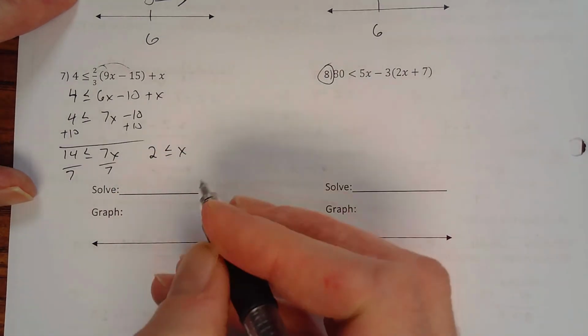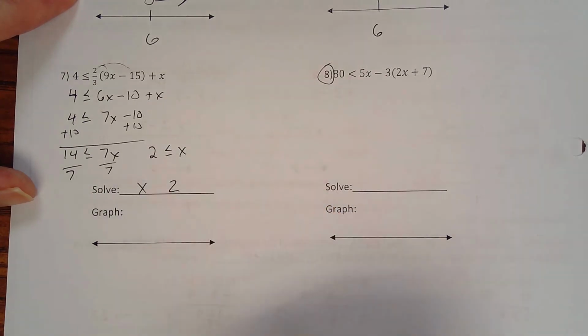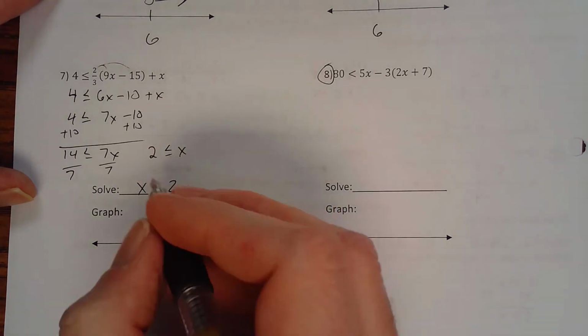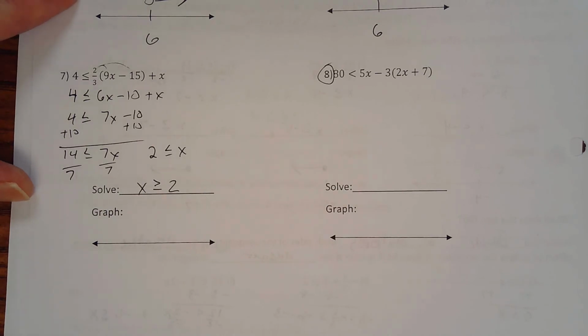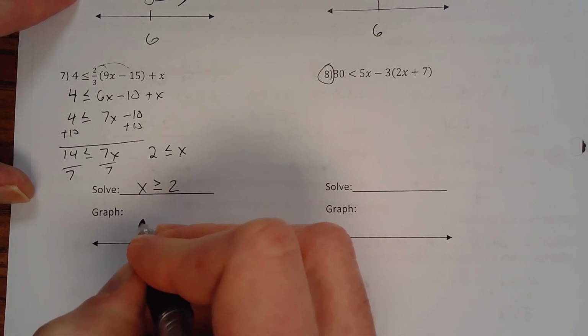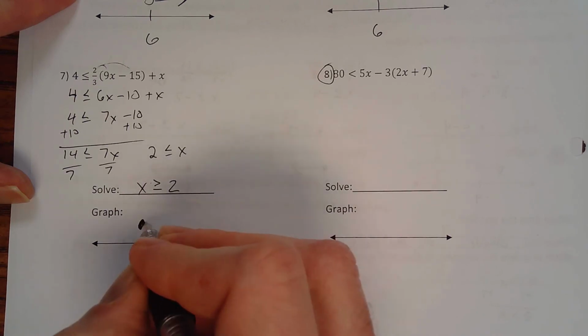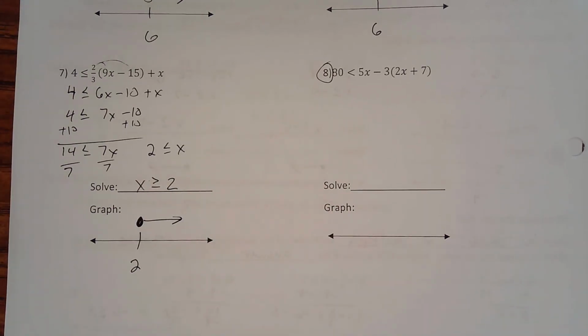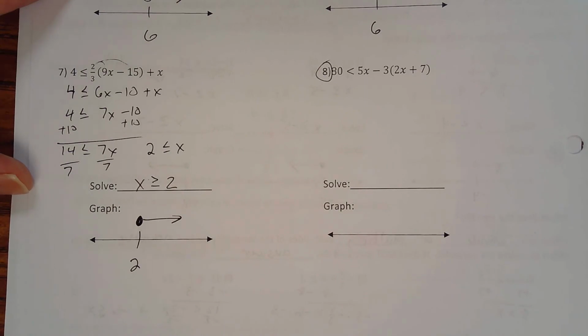And always put the variable first. Always put the number second. And the arrows point towards the 2, so keep it pointing at the 2. Okay. And then that would be at 2. Closed circle because it's equal to. Greater than means to the right. Okay, so again, finish number 7 for credit.